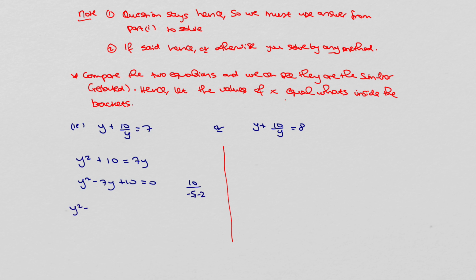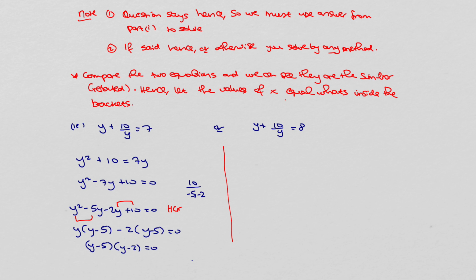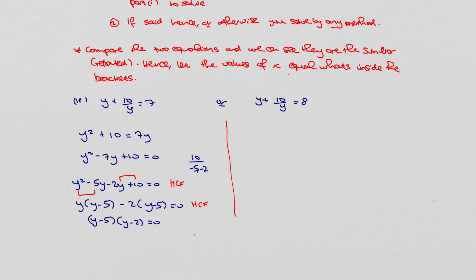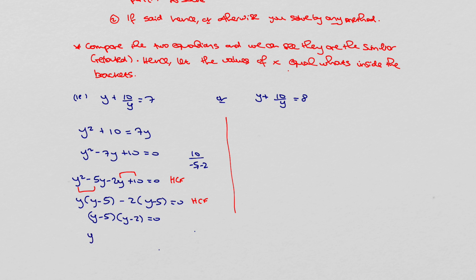So replacing minus 7y with minus 5y and minus 2y, and then group the first two, take out your highest common factor, and group the second two and take out your highest common factor. Well, I have y times y minus 5 minus 2 times y minus 5 equals 0. So if I take out the highest common factor a second time, I'm left with y minus 5 by y minus 2. And then if I let both of those brackets equal 0, I get y equals 5 or y equals 2.